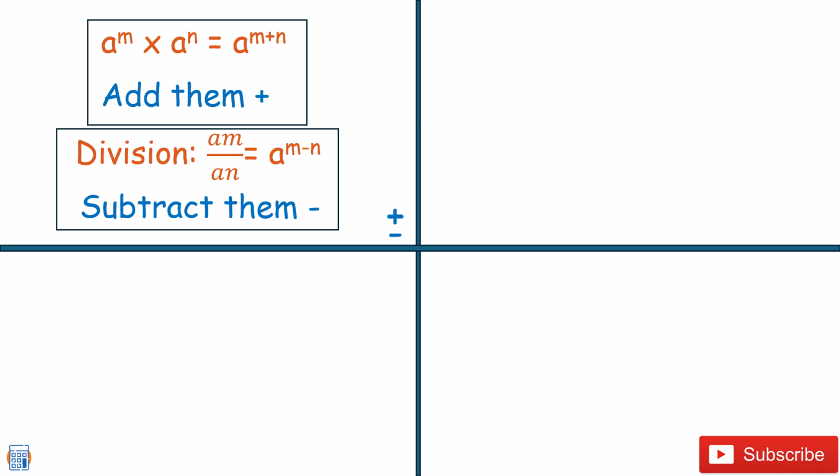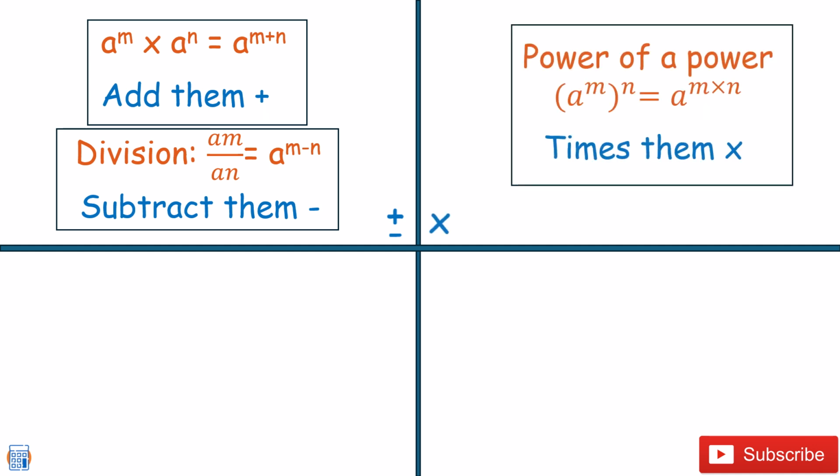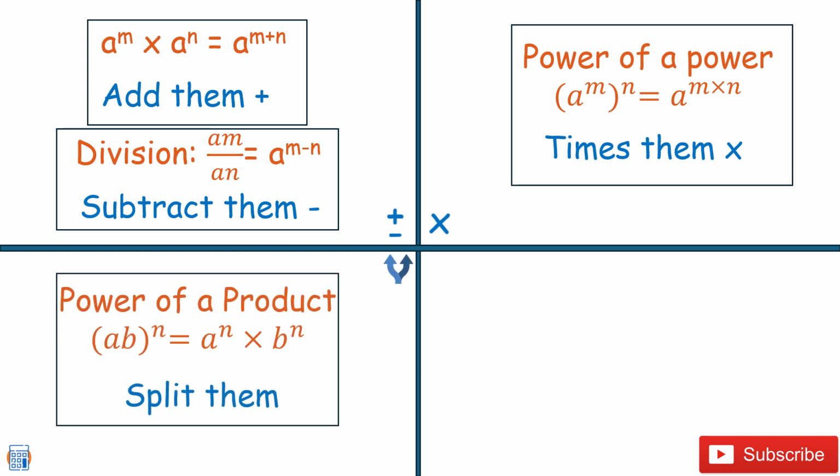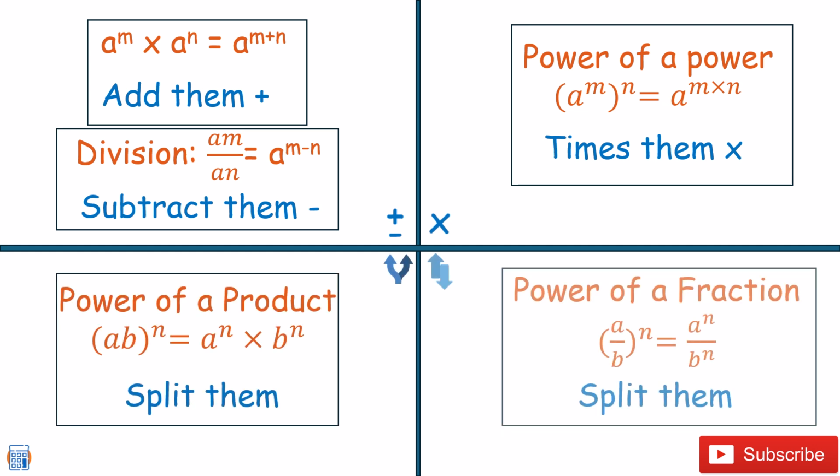Going through them all in a bit of a grid. Again, if you have multiplication, you just add the powers. If you have a division, you just subtract them. If you have a power of a power, you just multiply the powers together. If you have a power of a product, you split them up. If you have a power of a fraction, you split them up again and put the power on both the top and bottom.